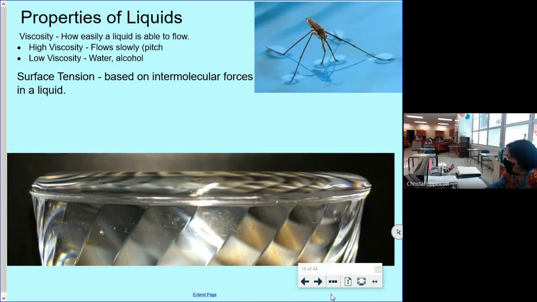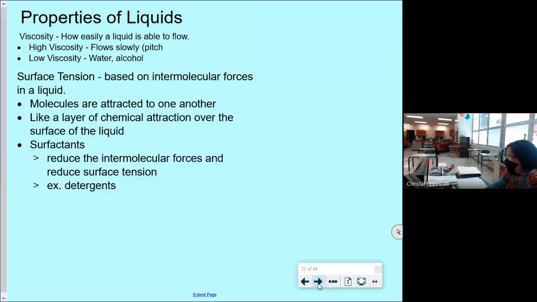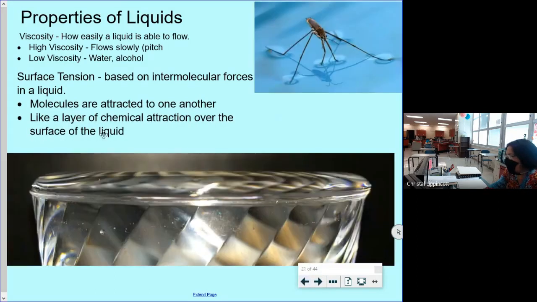So those are examples of surface tension. The molecules are attracted to one another, and they act as a layer of attraction on the surface of that liquid. High surface tension means high intermolecular forces.